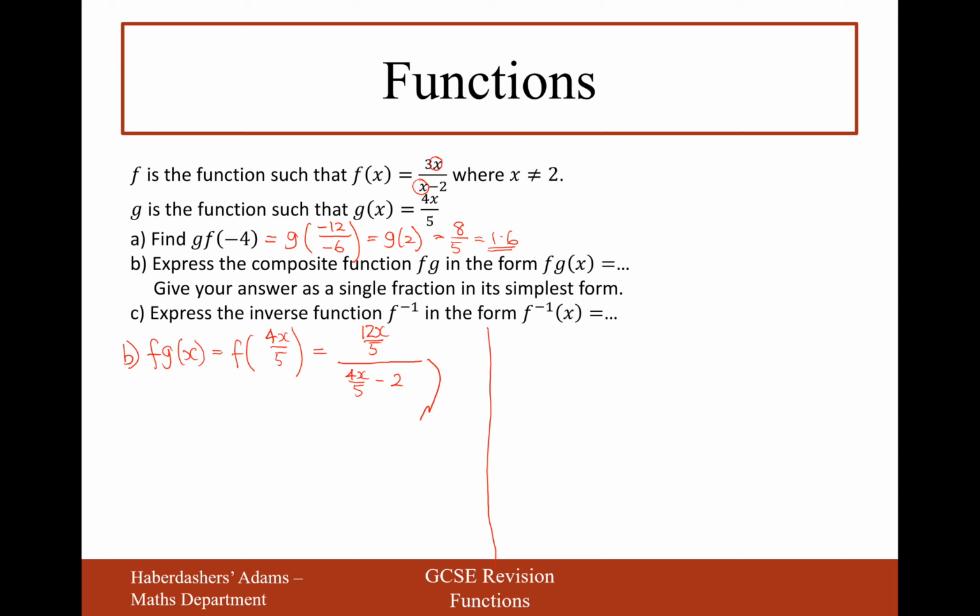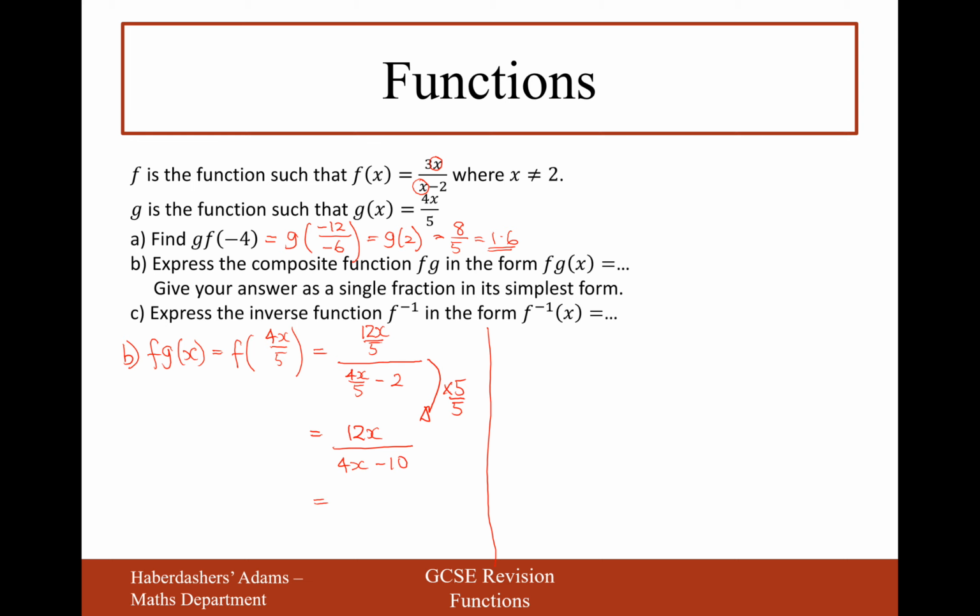The sneaky shortcut from here to the next line is to times everything by 5. Times everything on the top by 5, times everything on the bottom by 5. So effectively timesing by 5 over 5. So let's see what will happen there then. On the top it's going to turn into 12x, because 12x divided by 5 times by 5 on the top will give me just 12x. On the bottom, 4x over 5 times 5, that's just 4x. And then minus 2 times 5, that's minus 10.